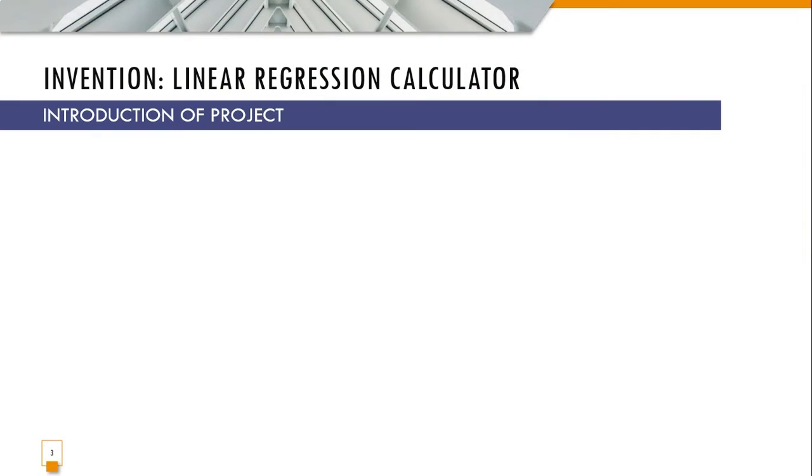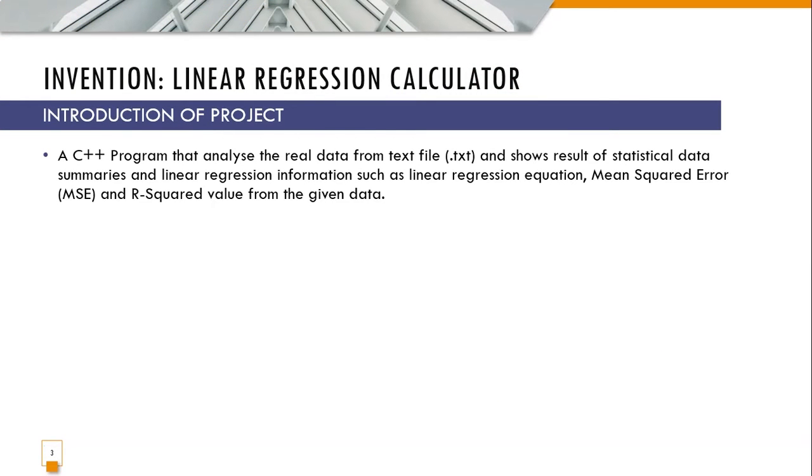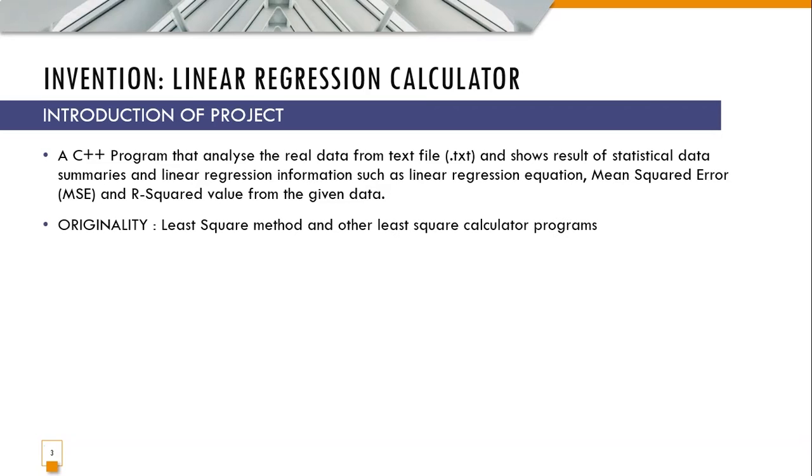Okay, allow me to give a brief introduction to our product. Our product is a C++ program that analyzes real data from a text file and shows the result of summarized statistical data and linear regression information, such as the linear regression equation, mean squared error and R-squared value from the given data. The idea originated from the least square method and other least square calculator programs.